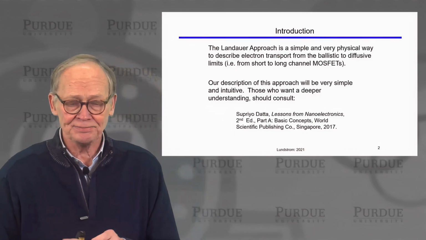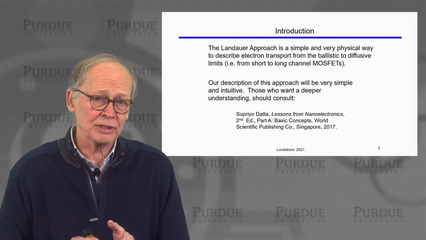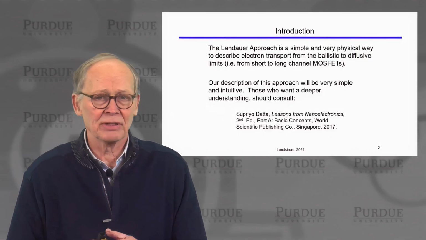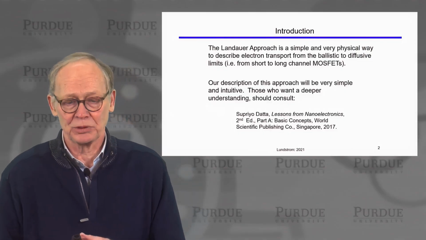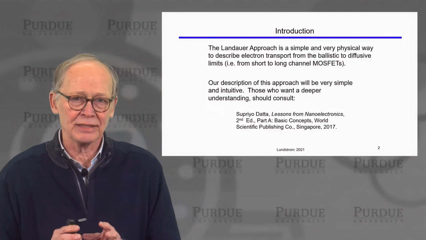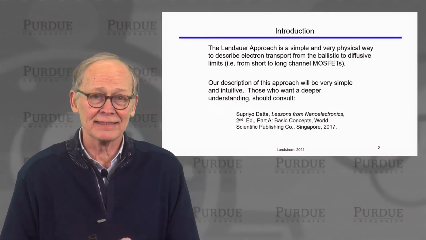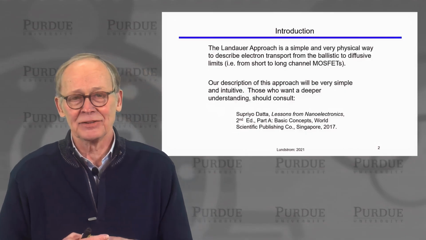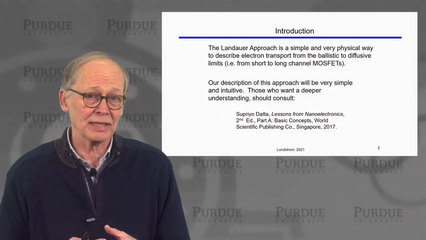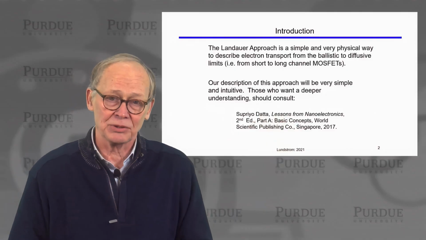So this is a very simple and intuitive way to describe electron transport. It works in very short MOSFETs, where the transport is ballistic, and it works in very long channel MOSFETs, where the transport is diffusive. So our description of this approach is going to be very simple and intuitive. There's a lot more that could be said. Those of you that are interested in diving deeply into the understanding of charge transport, electron transport at the nano and molecular scale, I can refer you to this textbook by my colleague Supriyo Datta.